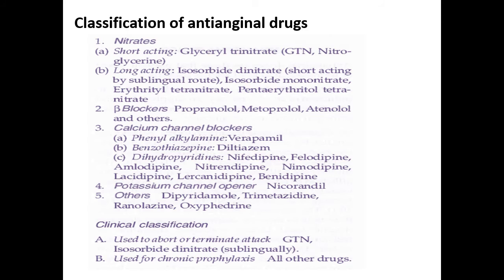Some other drugs are also used as anti-anginal drugs, and they are basically dipyridamole, ranolazine, and oxyfedrine. So that is the pharmacological classification. Clinically, if the drug is used to abort or terminate the attack, then in that category, basically GTN or isosorbide dinitrate sublingual are used. And if they are used for chronic prophylaxis, then all the other drugs are used. So that is about the classification of the anti-anginal drugs.